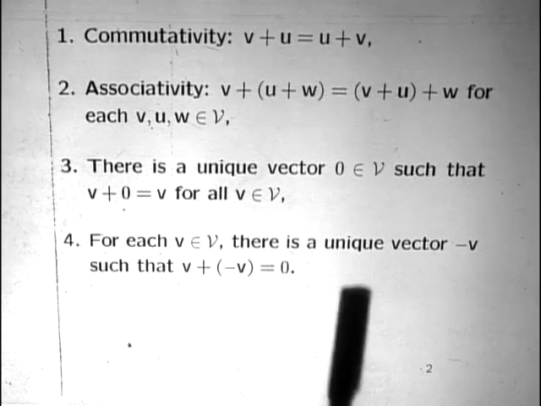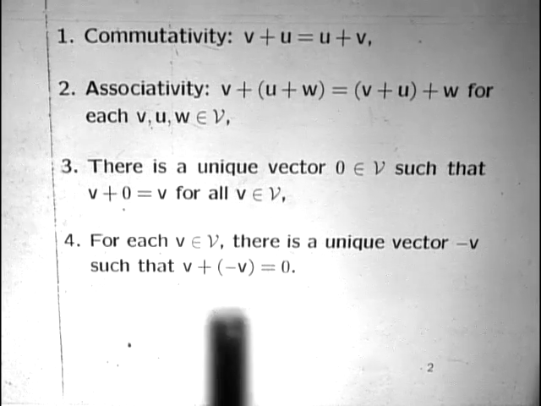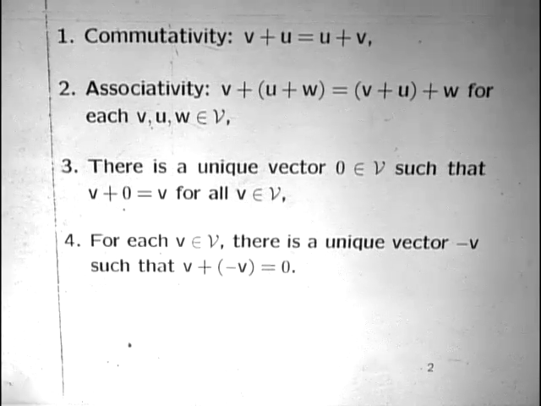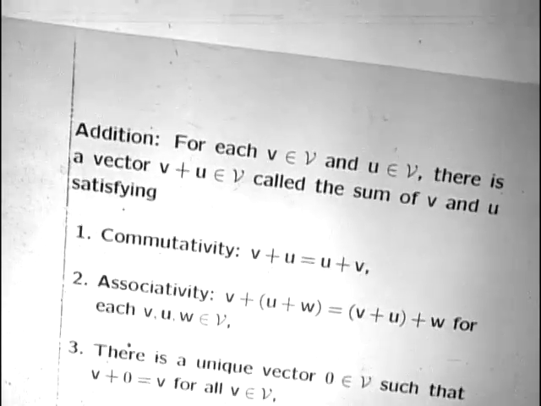And finally, there's a unique vector minus v, which has the property that v plus minus v, in other words, v minus v, is equal to 0. And in a sense, that defines subtraction as well as addition. So we have addition and subtraction, but we don't have multiplication.